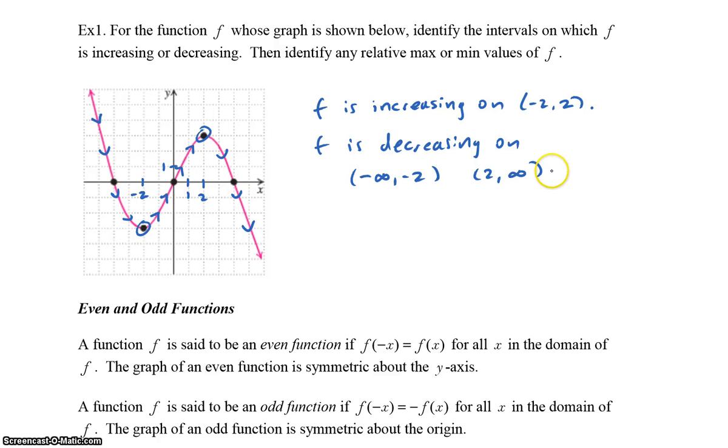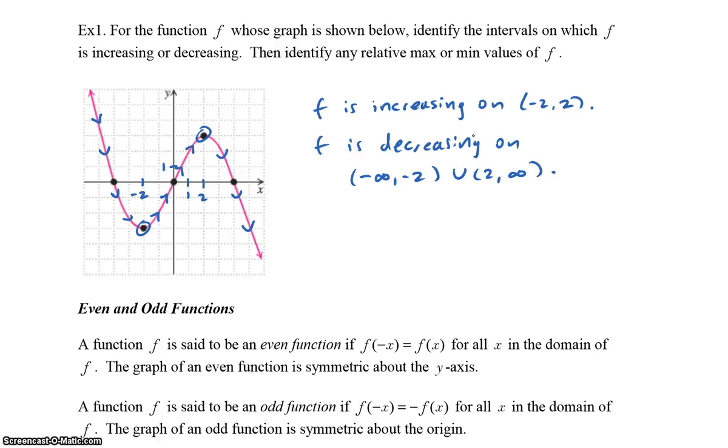Now, what's commonly done if there's more than one interval on which the function is increasing or decreasing is to connect the intervals with a union in a fashion similar to what we do with domain. So this describes where the function is increasing or decreasing. Notice the function is never constant because the graph never becomes horizontal. So we don't need to worry about that.